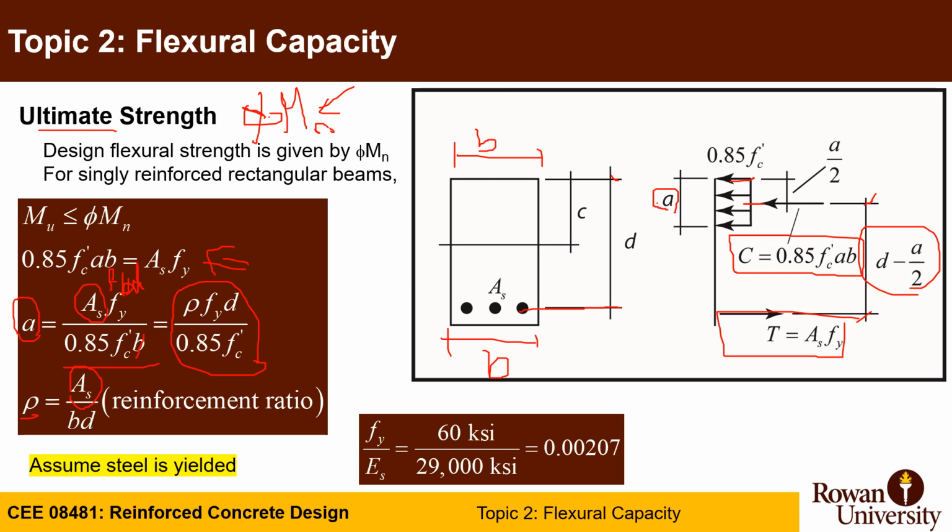Remember, strain epsilon s, or sometimes epsilon t, is the strain in the rebar at yielding. So fy divided by Es is 60 ksi divided by 29,000 ksi, which is 0.0207 strain. You need to make sure that you actually yielded, because your assumption here assumes that the steel yielded.